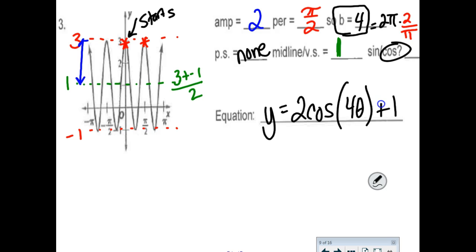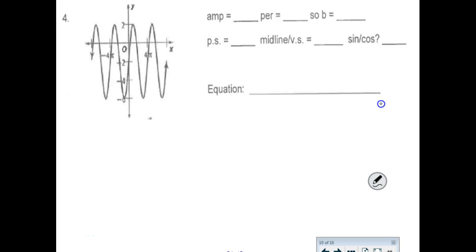I'm sure you could imagine that I really prefer this versus yesterday. Yesterday stinks because I can't graph. But I can write an equation with the best of them. I just can't graph. Alright.